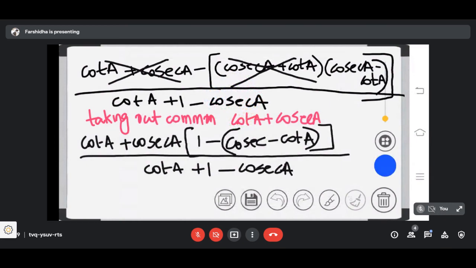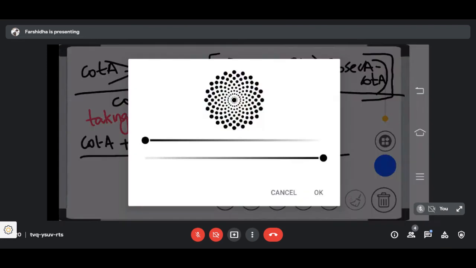Okay, in the next step, I'll be removing this bracket. And what happens to the inside terms? All the signs change inside the bracket. So when I remove this bracket, this cosec A will become minus cosec A. And this minus cot A will become plus cot A. All the signs will be reversed. So next step, I'm going to remove the bracket. So it will be 1 minus cosec A plus cot A.